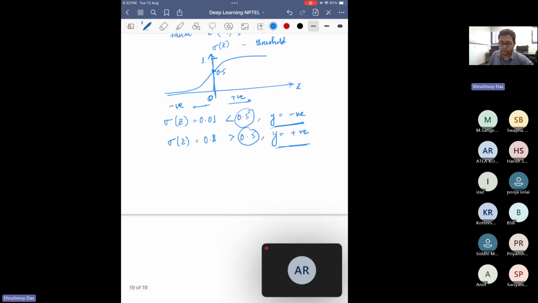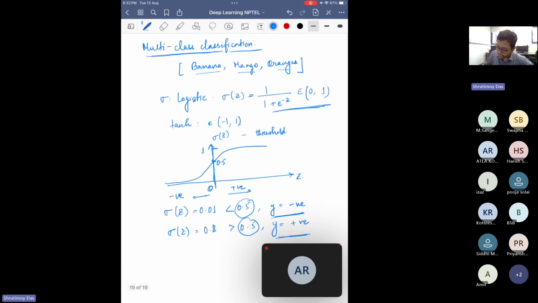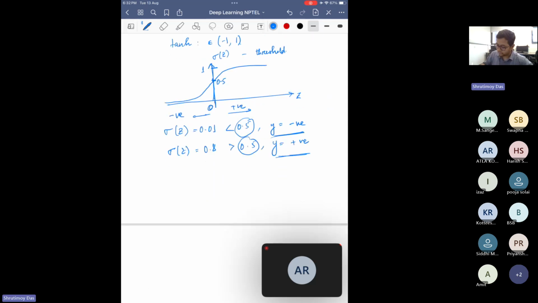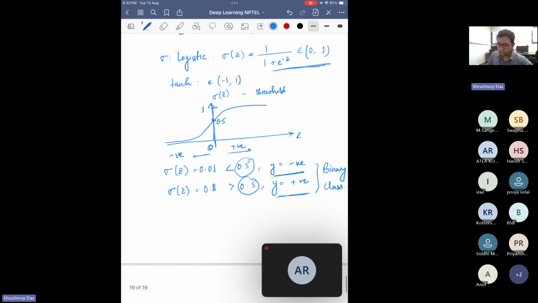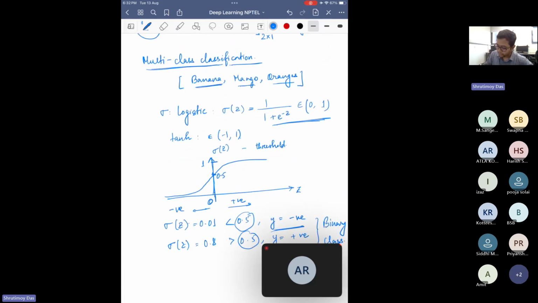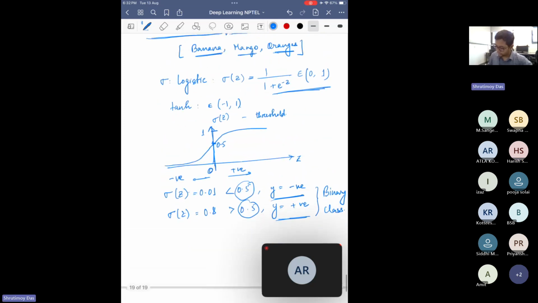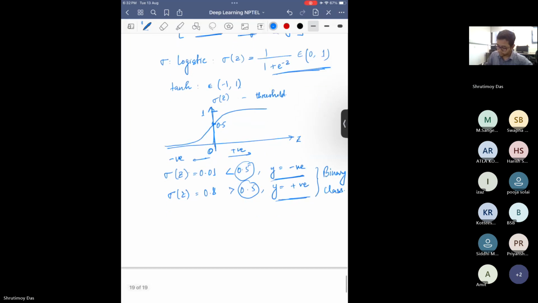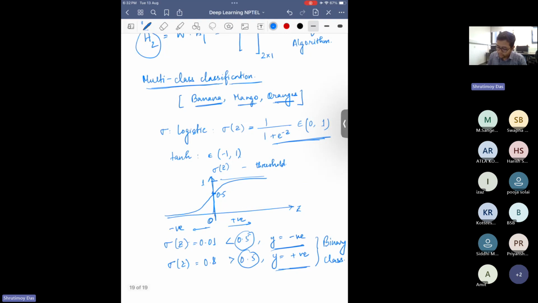Now, if we have a multi-class classification, this is a two-class classification, right? We have two classes. This is a binary classification, positive or negative. But here we don't have a binary classification. We have three things, right? So we cannot have a thresholding type of operation like this.